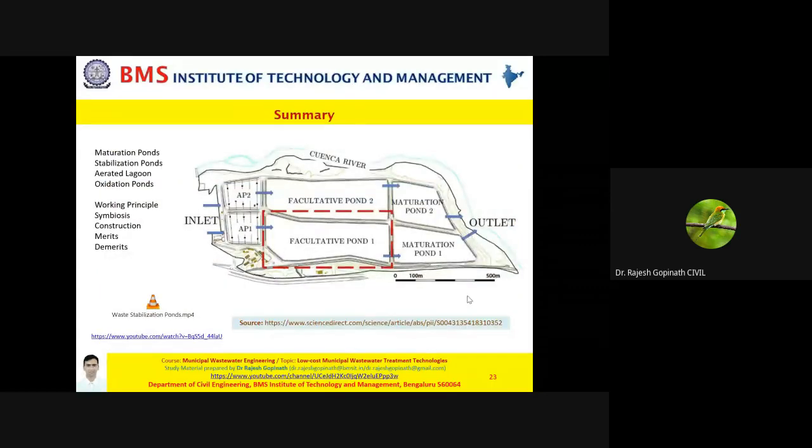So friends, what did we learn today? We understood about aerated lagoons. Then further we learned about the types of stabilization pond, that is oxidation pond, anaerobic pond, and facultative pond. We understood the simple construction and the simple working principle. We understood something about the symbiosis that exists between microorganisms and algae, essentially a natural process. And yes, everything has advantages and disadvantages. Let's summarize this with a small video.